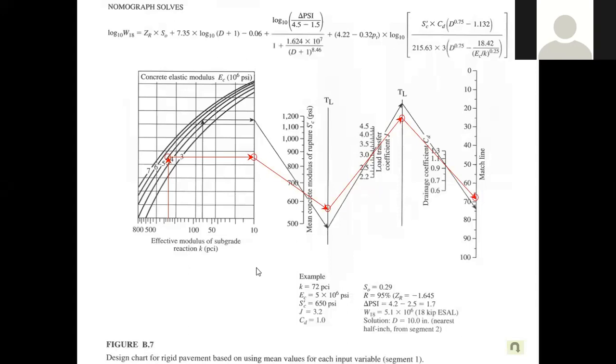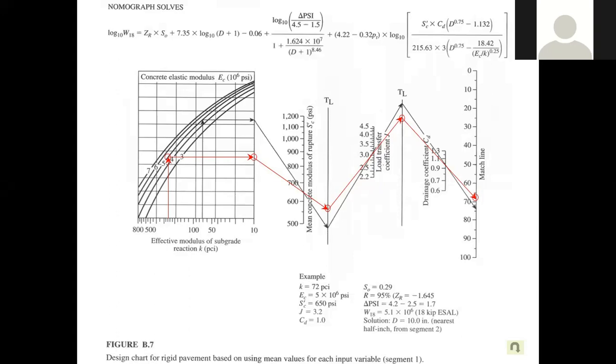Since I have a K value of 260 psi, I estimate 220, 240, and 260, and I draw a perpendicular. Now this curve is my elasticity modulus curve. So I stop at 5 because the 5 was given to me. Then I go perpendicular. I stop here.